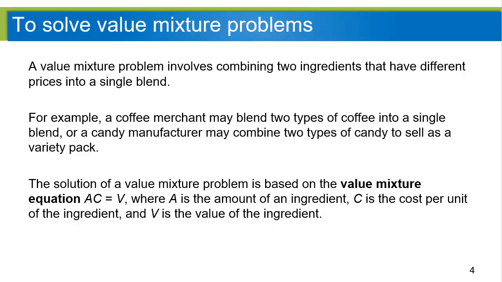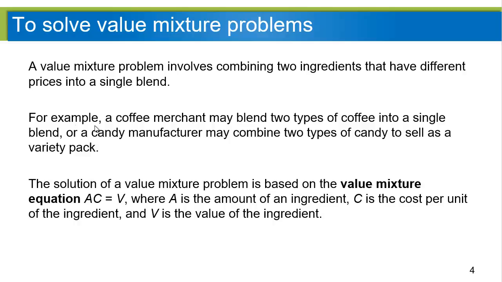We might come across a different example, but just think about adding two things that have a different quantity of a certain characteristic, usually price or percent. Okay, so a value mixture equation is AC equals V, where A is the amount of an ingredient, C is the cost per unit of the ingredient, and V is the value of the ingredient. So how does that differ? It really doesn't. It's still the same thing.